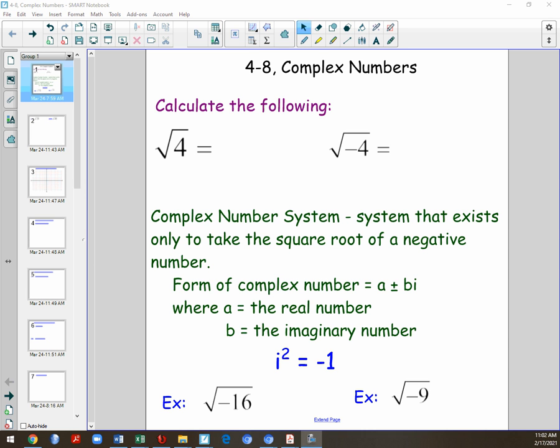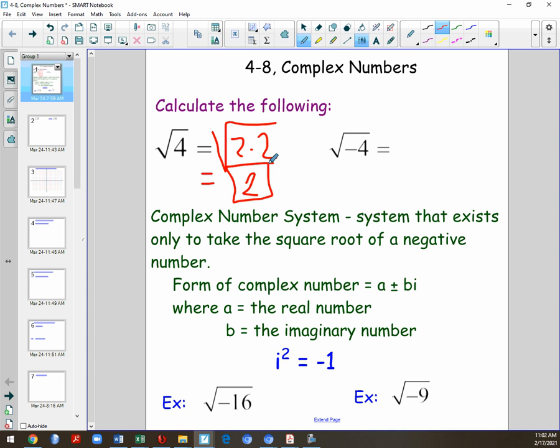Okay, today we're going to be talking about section 4.8, which is complex numbers. Now, whenever we're calculating complex numbers, we start off with understanding how they exist or why they exist. So, the square root of 4. Whenever you're calculating the square root, what you are looking for is a number multiplied by itself that gives me 4. It must be the same exact number. So how do I come up with 4? I come up with 4 by simply taking 2 times 2. They are exactly the same number, so that means the square root of 4 is the number 2.